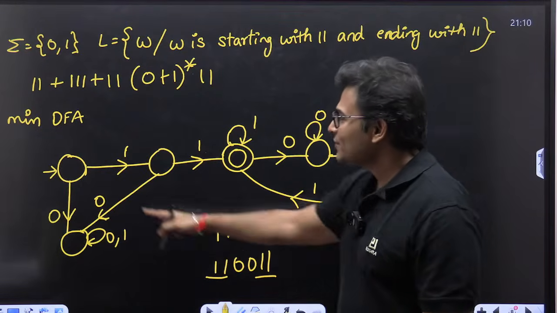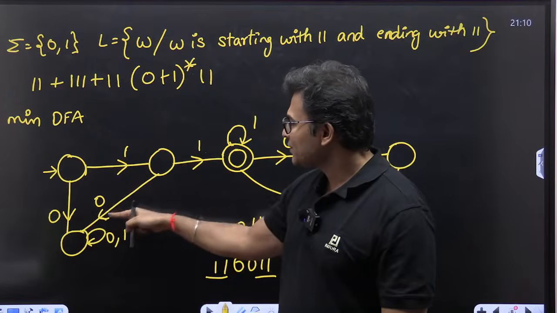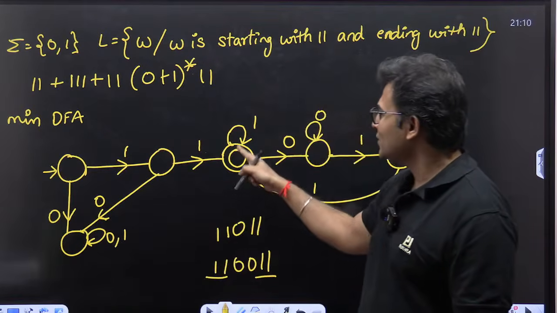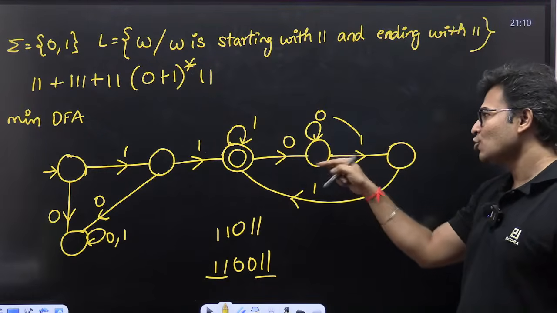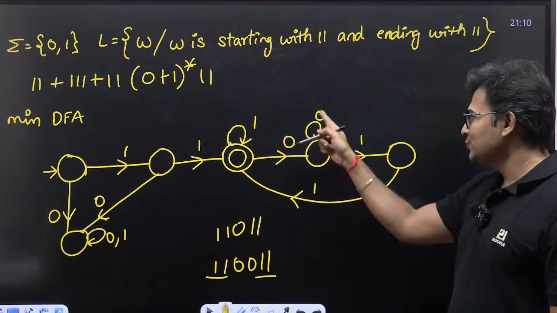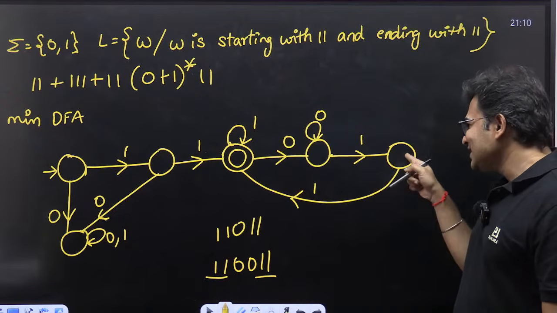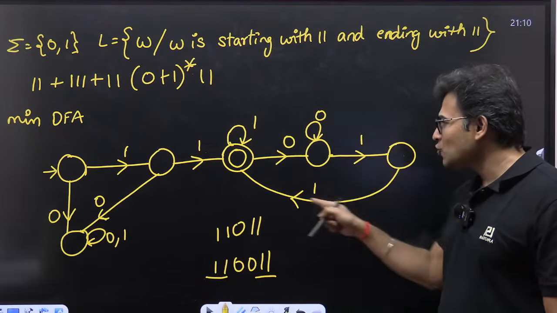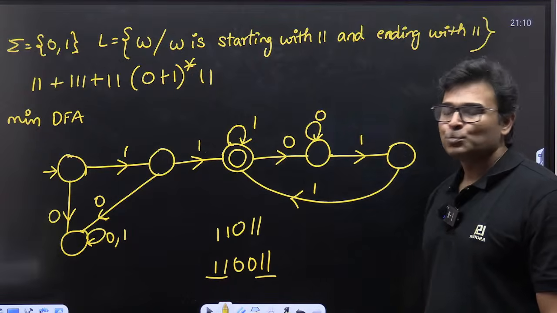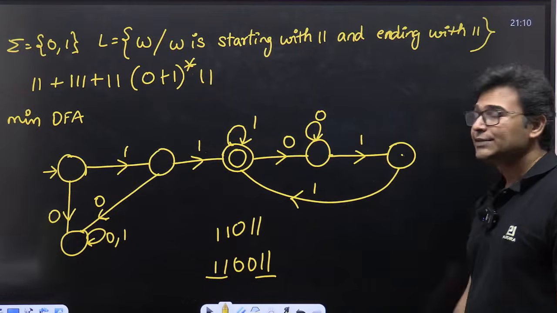Why? For this you said 0, 1. For this you said 0, 1. For this you said 0, 1. But for this state, you said what happens on 1, but you didn't say what happens on 0.